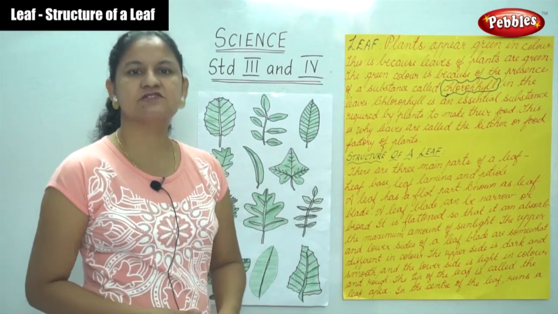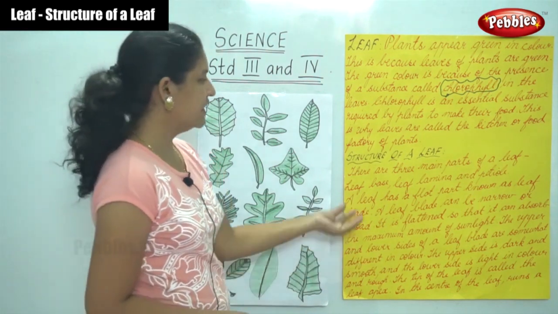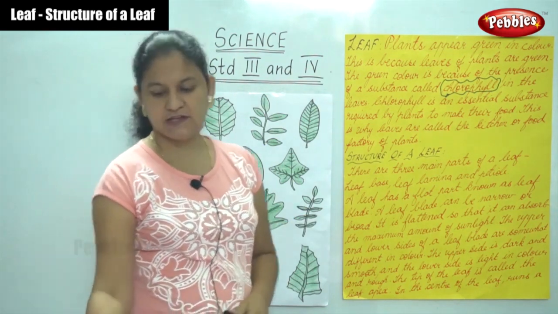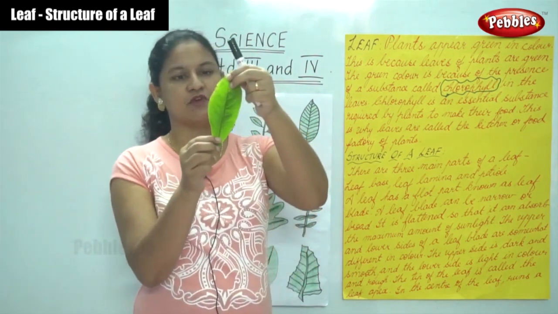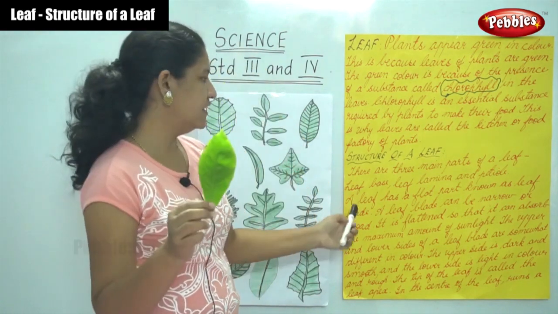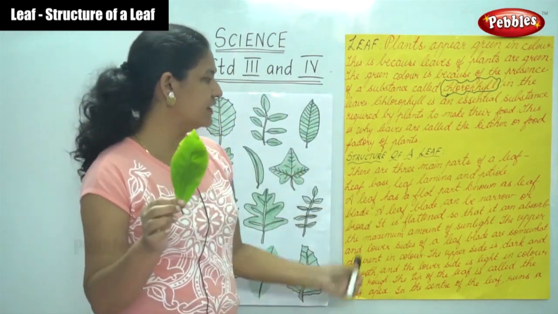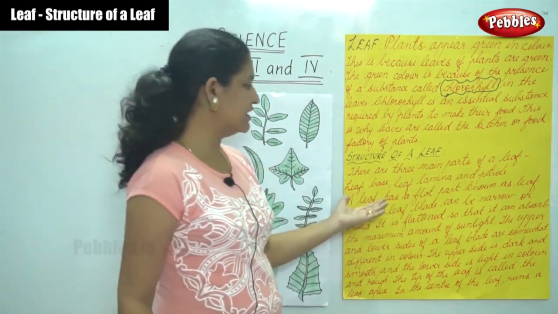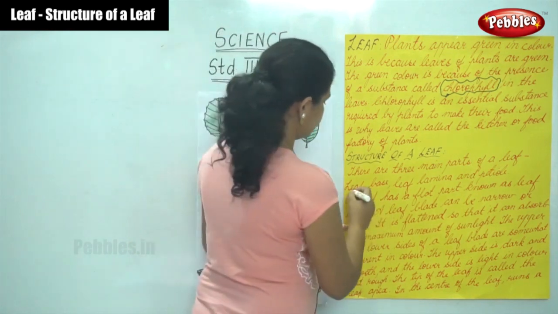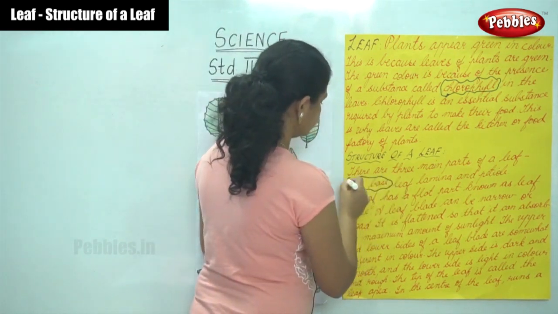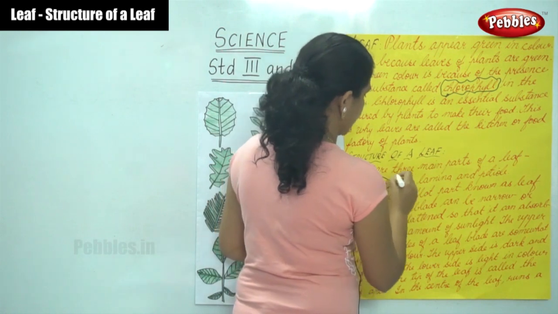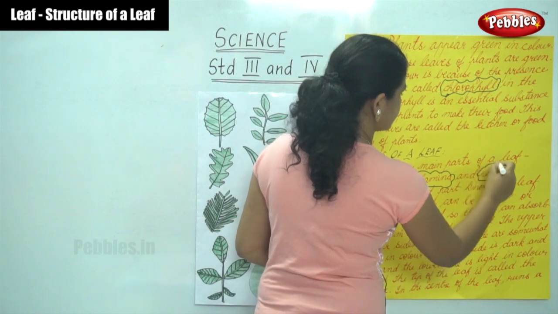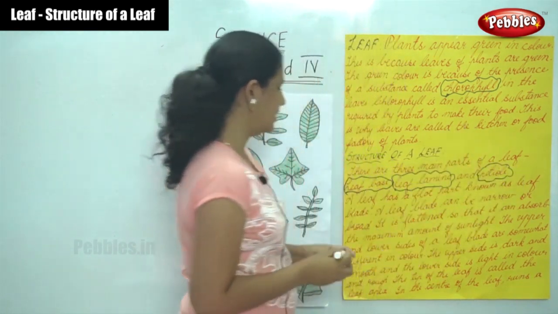Next we are going to see the structure of a leaf. There are three main parts of a leaf. I have a leaf in front of me, and we are going to see its structure. The three main parts of a leaf are the leaf base, the leaf lamina and the petiole.